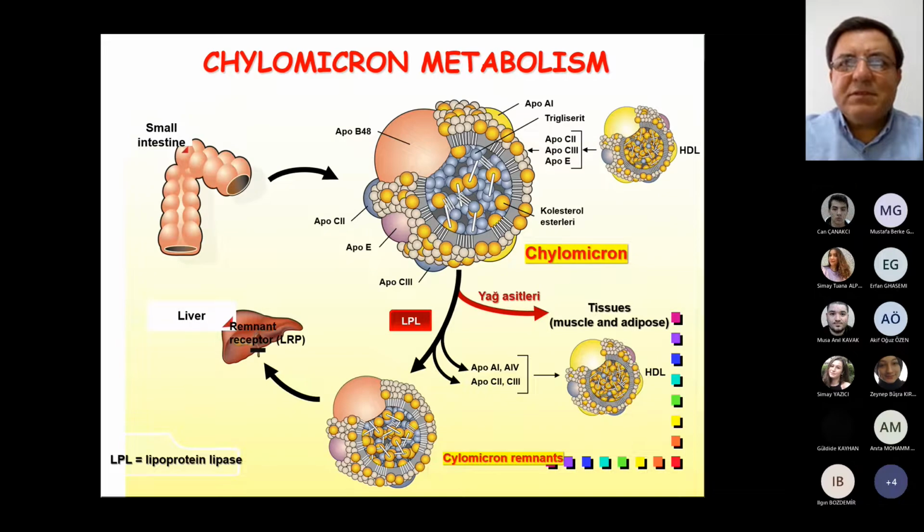And for the chylomicron metabolism, as I said, chylomicrons are formed in the intestinal mucosal cells. These are made by the intestinal cells, and after that, chylomicron remnants occur by means of the effect of the lipoprotein lipase enzyme, and free fatty acids are released and go to the tissues, especially the muscle and the adipose tissues, and the remnant comes to the liver, and there are receptors on the surface of the hepatic cells for the remnant.